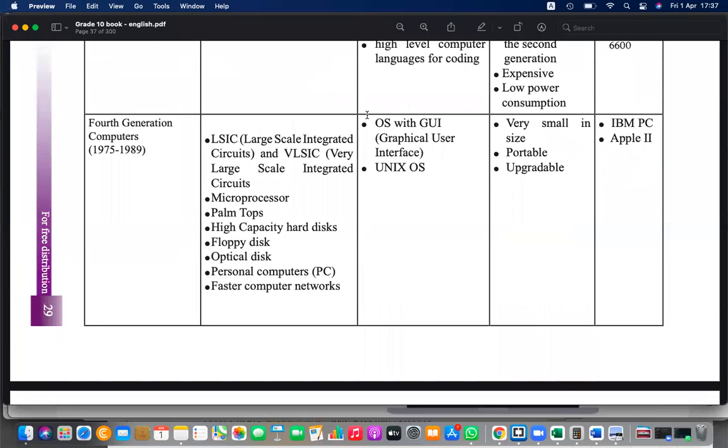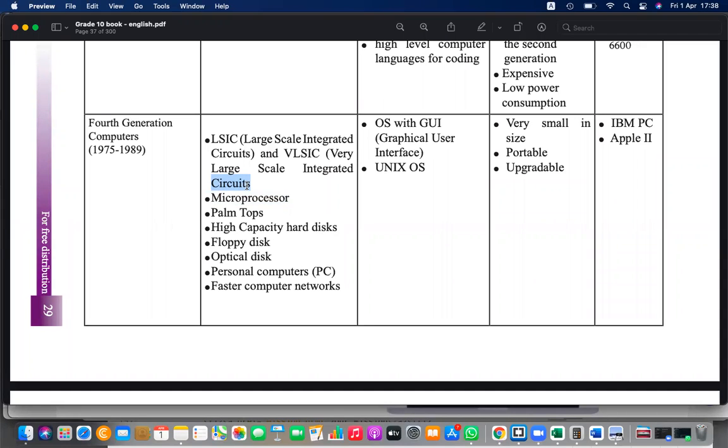The fourth generation is the 75 to 89 period. It used very large scale integration and large scale integration, basically microprocessors. The fourth generation is built by combining lots of ICs together. I'm just recapping, right? I want you to remember this, but when the examinations are closer, you can go through these things and remember easily. In the fourth generation, the technology was VLSI and LSI.